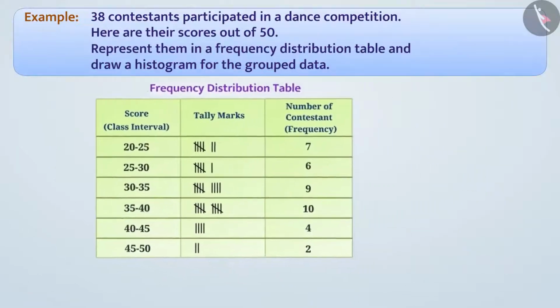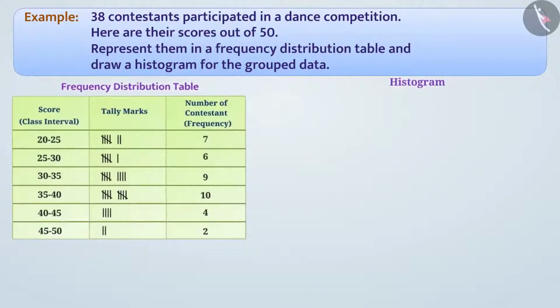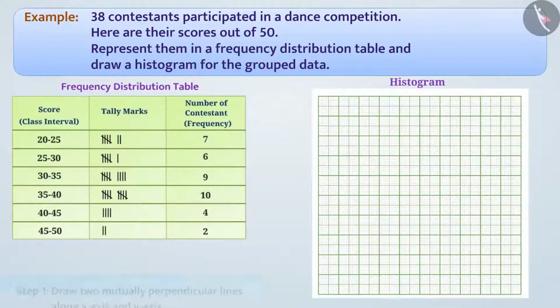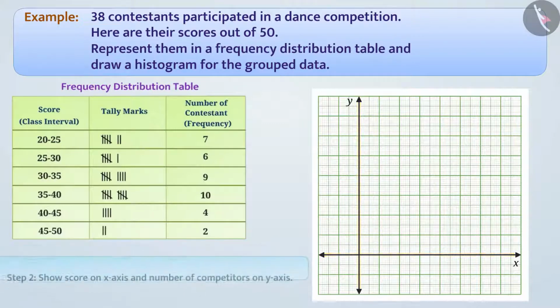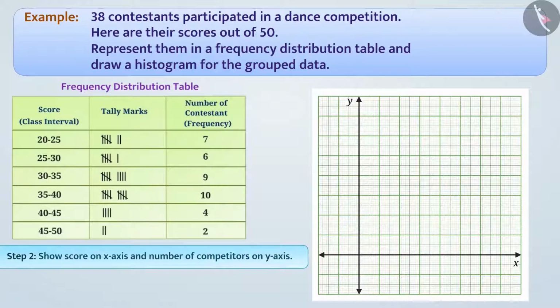Let us now draw a histogram with the help of frequency distribution table. Draw two mutually perpendicular lines on the paper. The horizontal line is the x-axis and the vertical line is the y-axis. We will show the score on the x-axis. Here, we make a kink sign to state that we are not showing scores from 0 to 20.